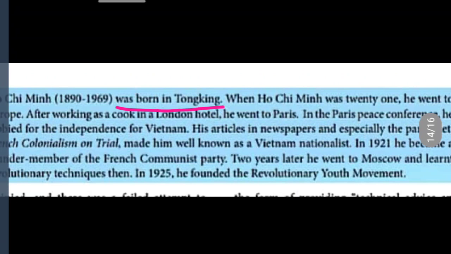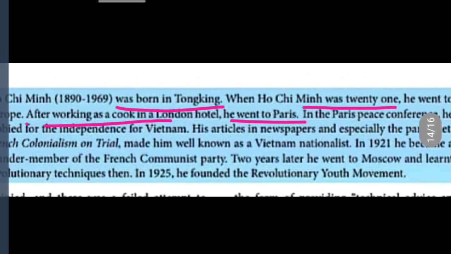When Ho Chi Minh was 21, he went to Europe. Where did he go? Europe. After that, he worked as a cook in a London hotel. Afterwards, he went to Paris, the capital of France. In the Paris Peace Conference in the year 1919, he lobbied for the independence of Vietnam.